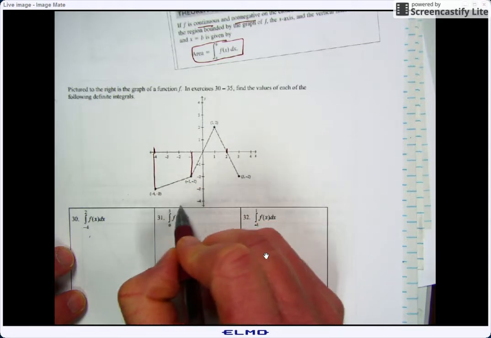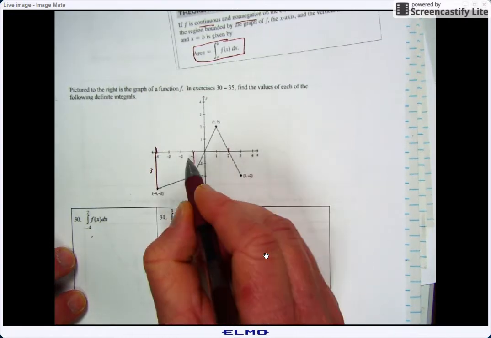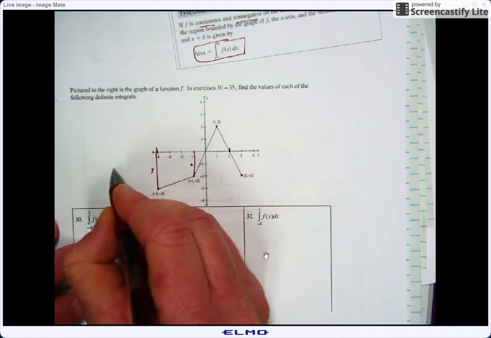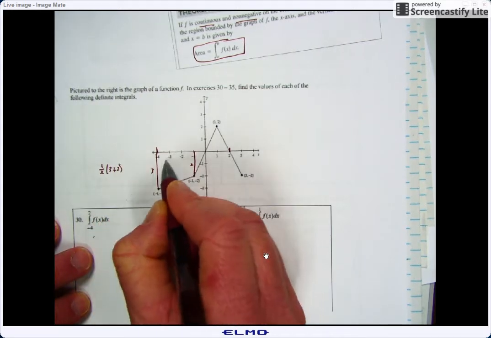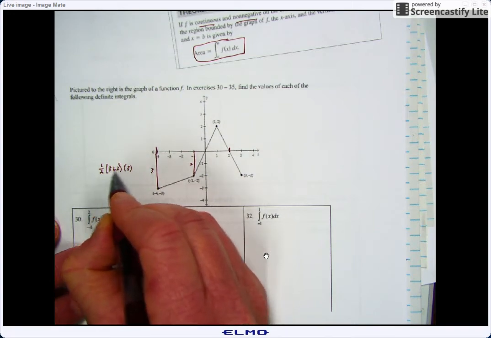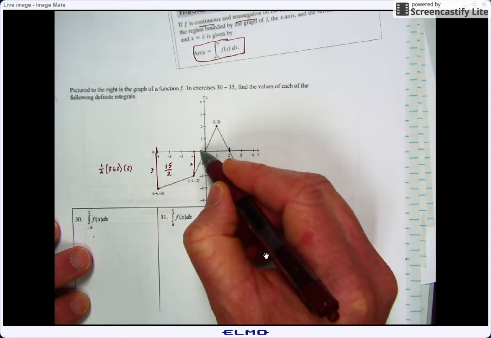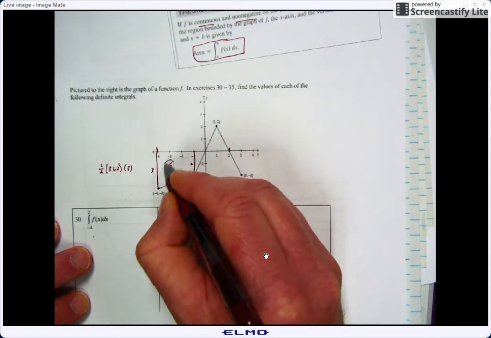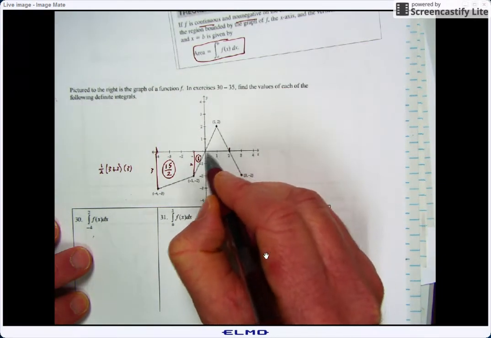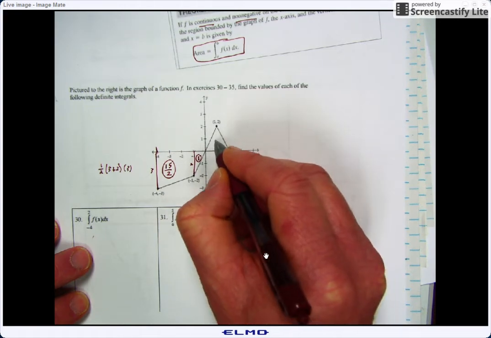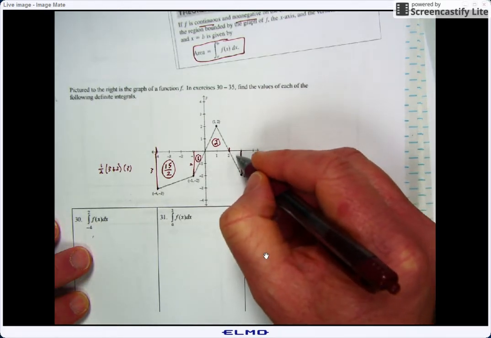Right here we have a trapezoid that has bases of 3 and 2, and then the height would be 3. So the area of that region would be 1/2 the average of the bases times the height. That's 5 halves times 3, which is 15 halves. So this section right here is 15 halves. This triangle has base 1 and height 1, so the area there is 1/2. The area here, this is a 2 by 2 triangle, so that's 4, half of that is 2. I'm going to go ahead and do this last triangle because we're probably going to need it. This is 1/2, so the area is 1.